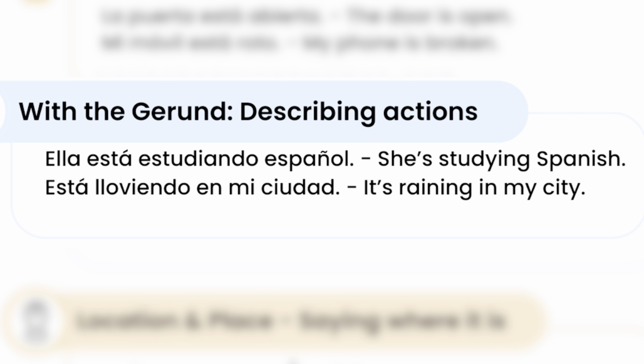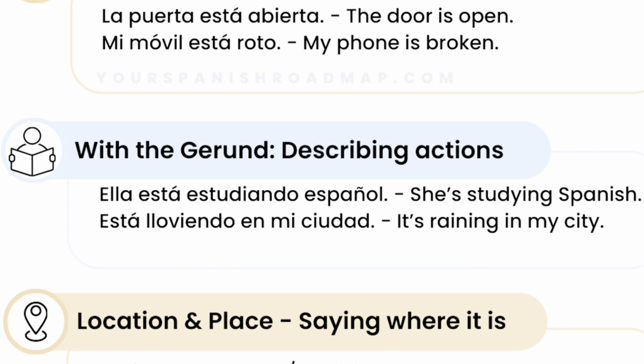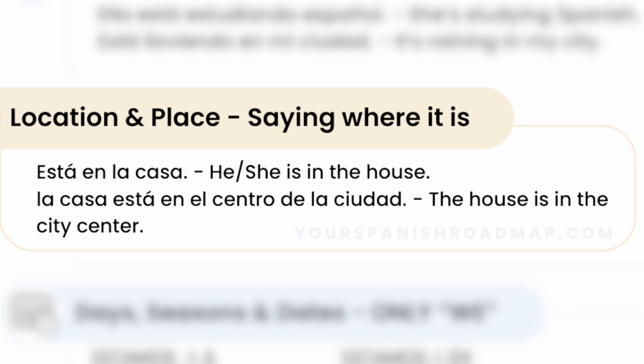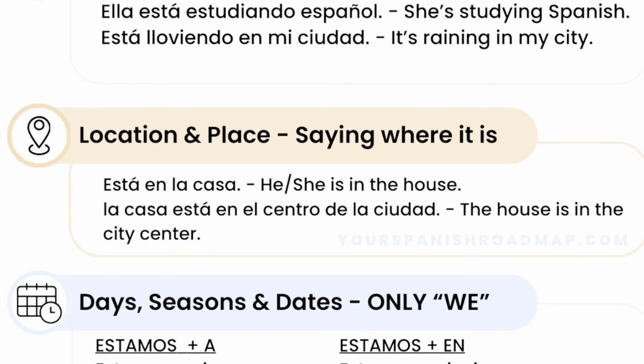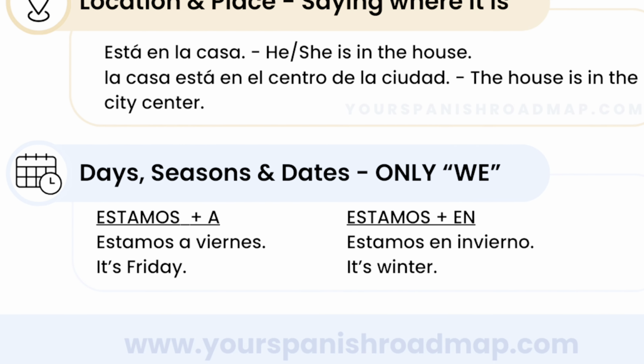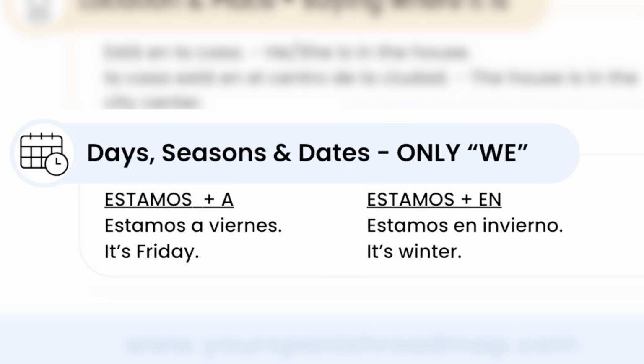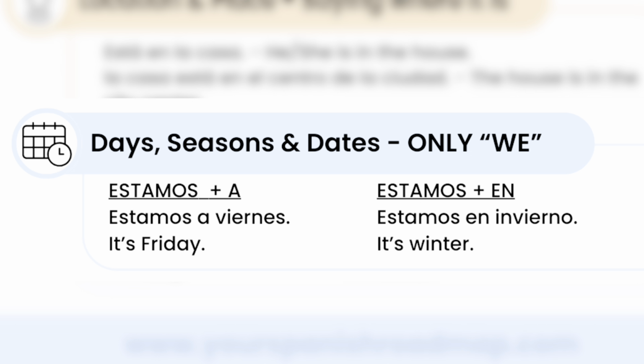She is studying Spanish. And as we have seen before, we use it to talk about location or place. Está en la casa. She is in the house. And finally, an odd one. We use estar when talking about the days, season, and dates, but in the first person plural only. Nosotros, we. So the verb would be estamos. Estamos a viernes. It's Friday. Estamos en invierno. It's winter. Or we are in winter.